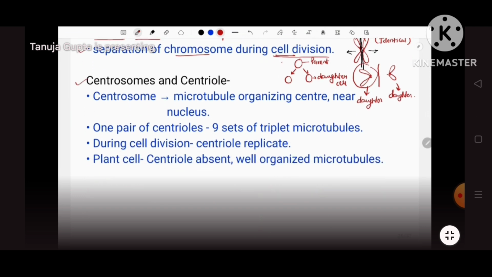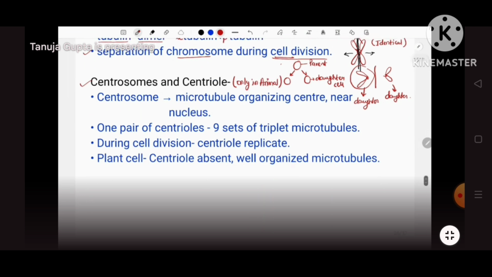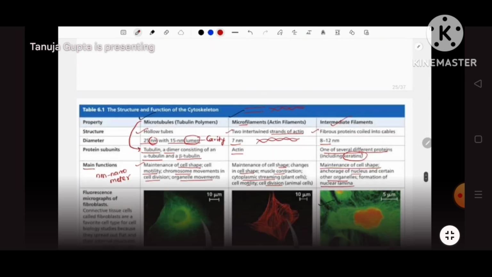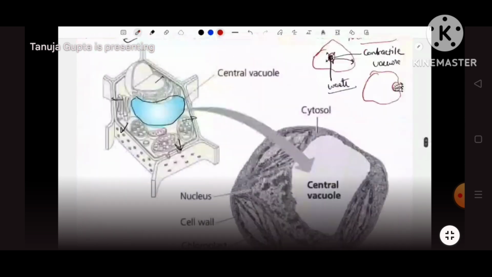Now the next thing is the terms centrosome and centriole, and this I've told you also, if you remember. This is only present in animal cells. It is not present in plant cells. The main function of centrosome and centriole is division. So what exactly is a centrosome? It is a microtubule organizing center, a center from where many microtubules arise, and it is always present near the nucleus.